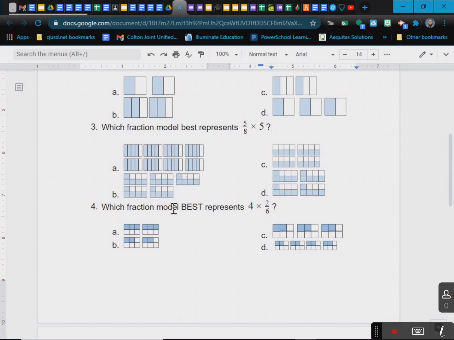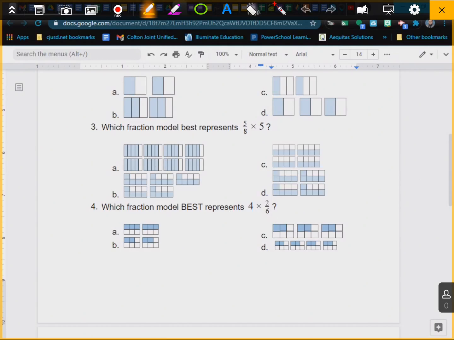Let's go ahead and do number 4. Number 4 says, which fraction model best represents 4 times 2 over 6? I'm going to go ahead and pause it and see if you can find the answer.